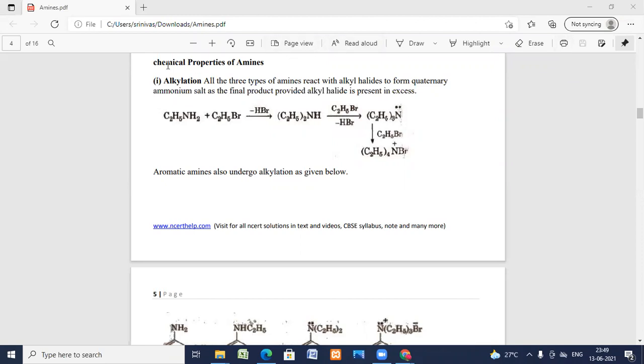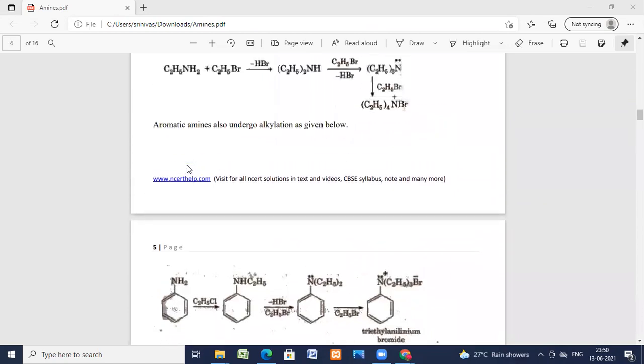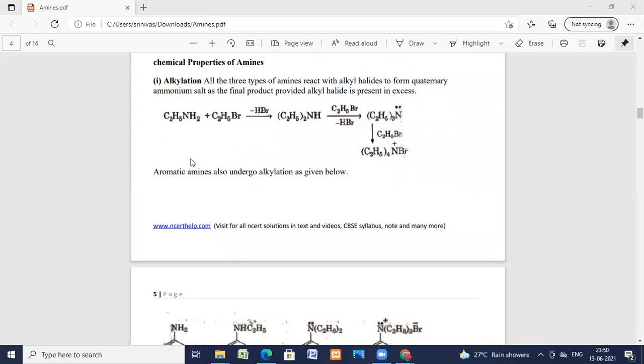Hello students, today's class learning objective is about the chemical properties of amines. For the chemical properties of amines, we have to read about alkylation and the steric effect, alkylation, acylation, and the different properties we are going to study in today's class. Phase transfer catalysis, these are the chemical properties we are going to see today.